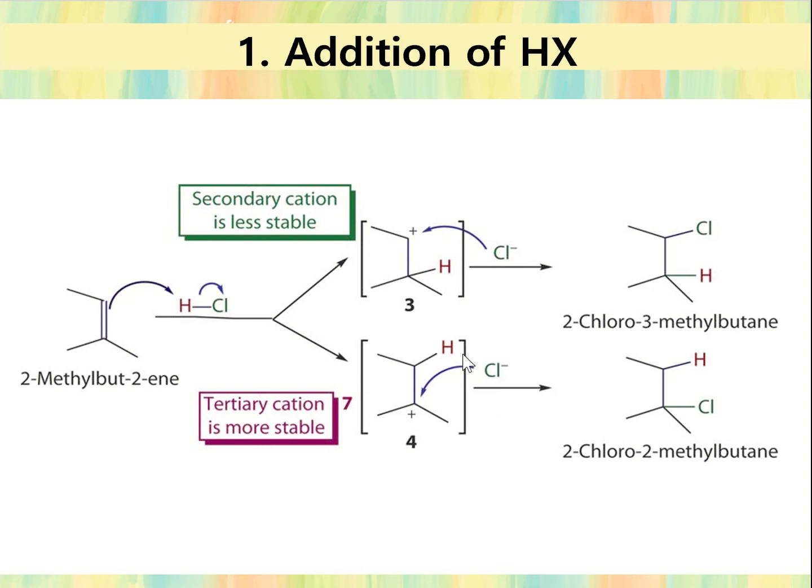Once that happens, our chloride ion, which was eliminated in the first step, can now attack our positive center to end up with, in this case, 2-chloro-2-methylbutane. All right, so this is an example of addition of HX to an alkene.